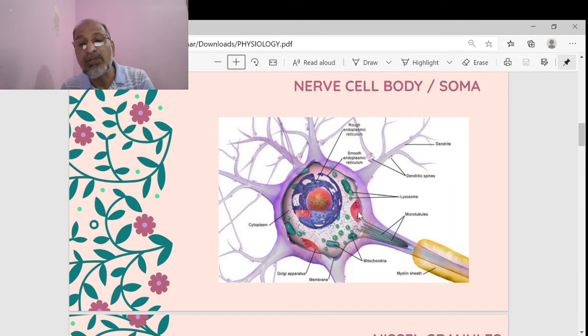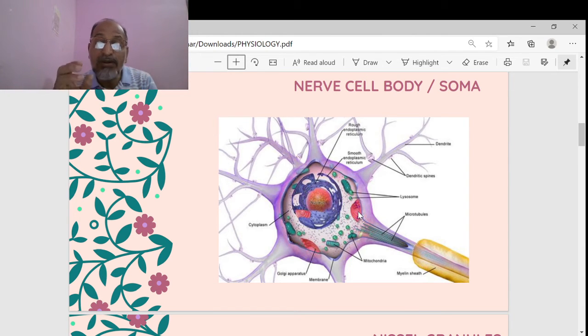Within the cell membrane, you have cytoplasm, as I discussed, and then mitochondria like any other cell. Then you have lysosomes like any other cell. From the cell membrane, outside, there are dendritic spines, which are the outgrowths from the dendrites, and dendrites are the outgrowths from the soma.